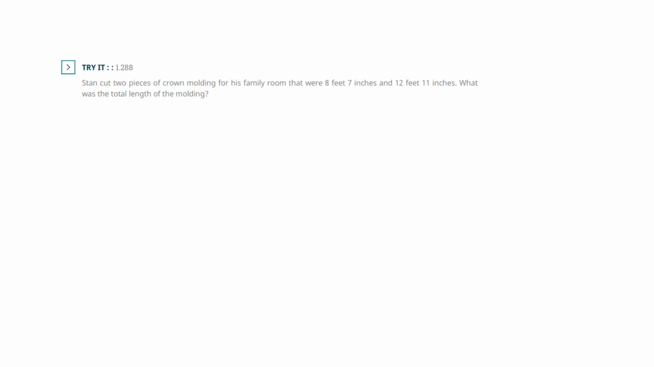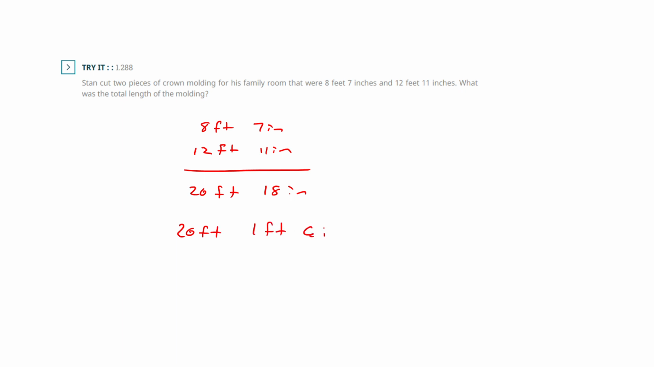Okay, so we're adding together. Yeah, we're adding these two together. So we've got, so if I add this up, I've got 20 feet, 18 inches. Now the problem is we've gone over a foot. A foot is made up of 12 inches. So this is the same thing as 1 foot and 6 inches. If I add those up, I get 21 feet, 6 inches.